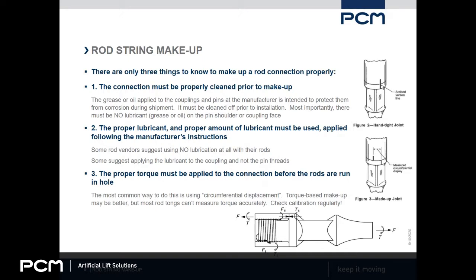Most of the rod manufacturers will ship their couplings and their rods with some grease on the threads. That's to protect them from corrosion during shipment. You should not be running rods in the well with that grease on there, or oil. It should be cleaned off prior to installation, especially from the coupling face and the pin shoulder. That's very, very important. If you can clean it off with a solvent like Varsol or kerosene, that's good.